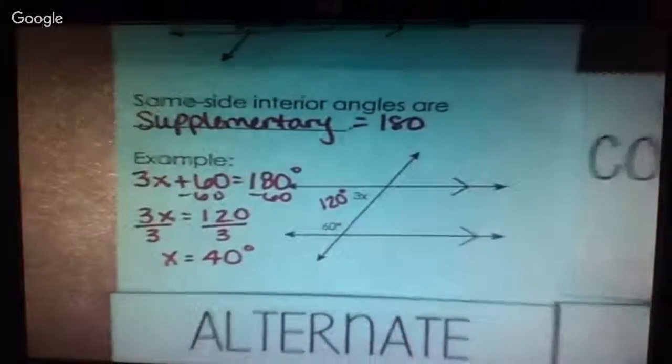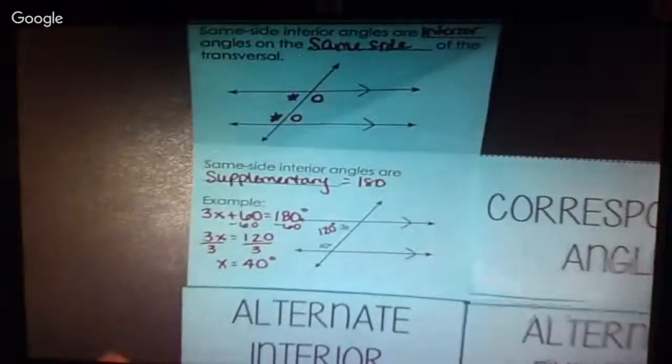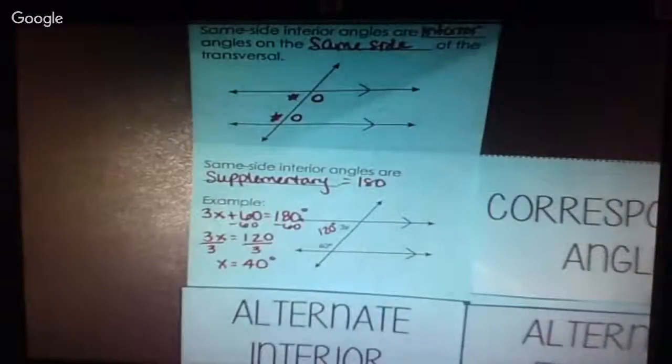And let me shrink it just a little bit. Okay, questions on same side interior, how we solve for it? Do we want to go down or across? Down. I heard Jackie say down.